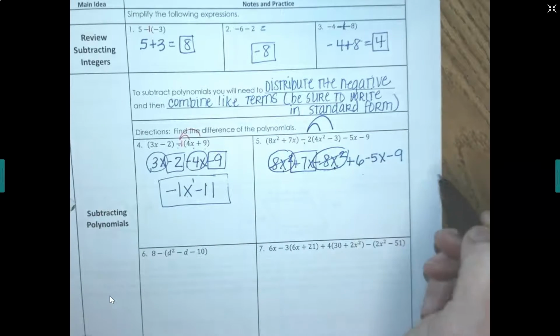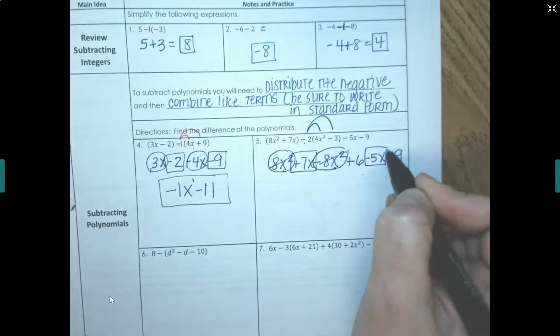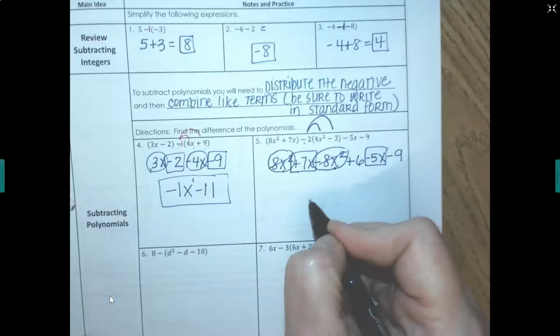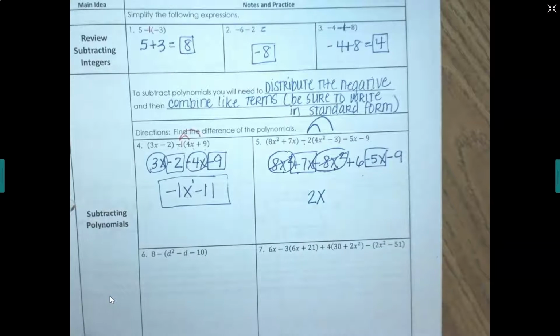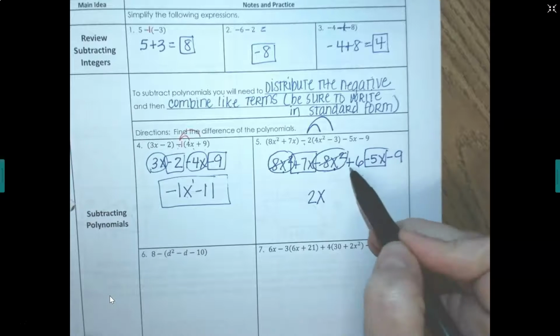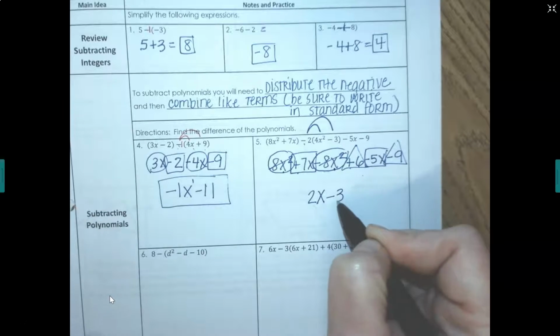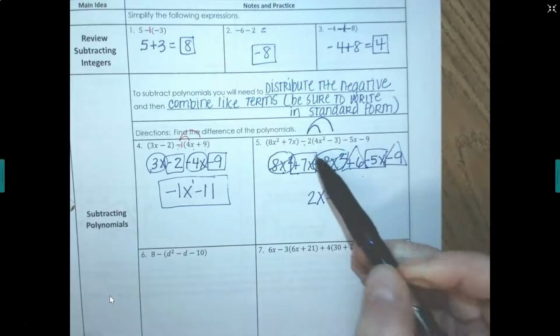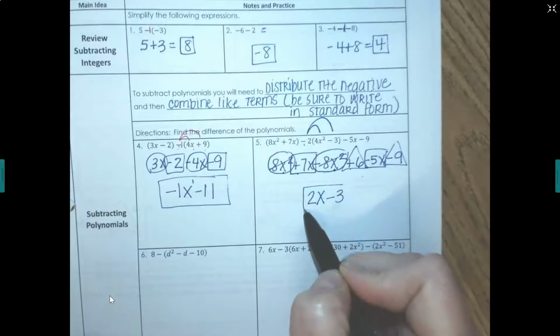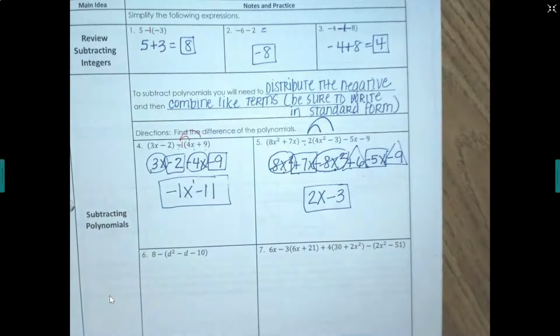I have a positive 7x. I got a negative 5x. 7x minus 5x is 2x. And then 6 minus 9 is negative 3. So when I subtract like they're asking you to do, that's my final answer, 2x minus 3.